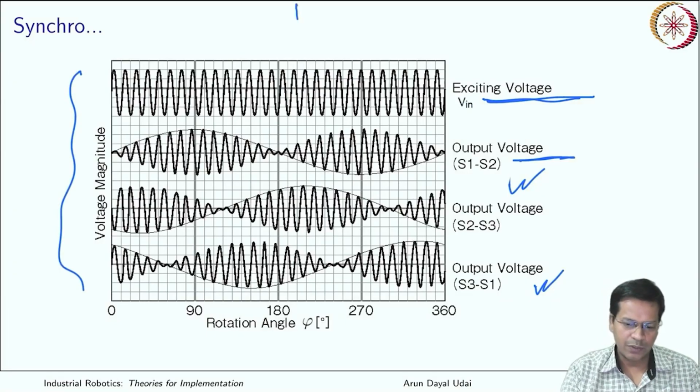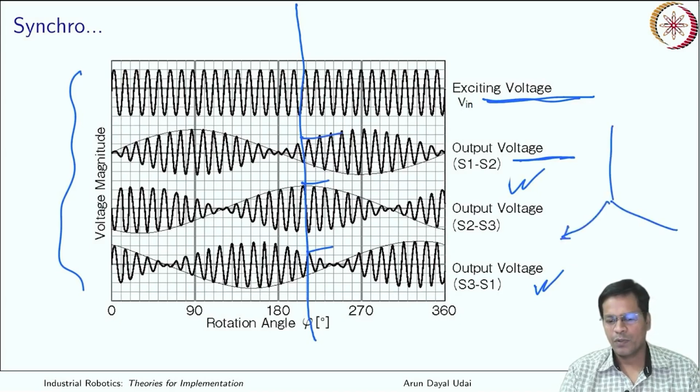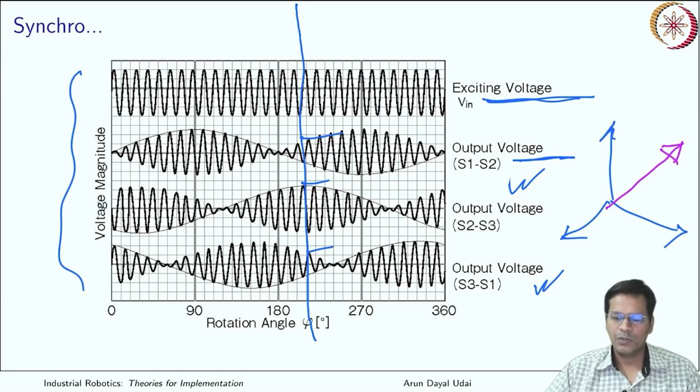At any instant of time, you have 1, 2, 3 amplitudes. So you can simply create a vector for all those amplitudes, and finally what you will get is a rotating vector resultant, so that rotates. You can directly calculate the resultant of all the 3 differences, and finally you can calculate the rotor angle. So this is how it works.